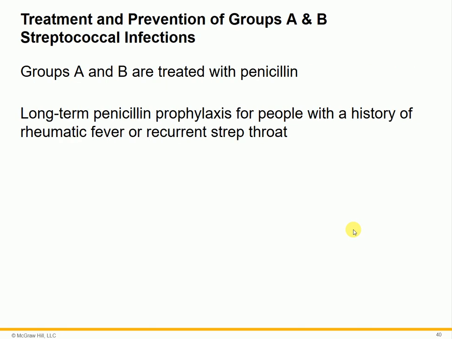So how do we treat the infections, whether they're group A or B streptococcal infections? They're treated with penicillin, okay, and if somebody has a history of the development of rheumatic fever, or they get repetitive strep throats, we can usually give them a prophylactic long-term penicillin treatment.